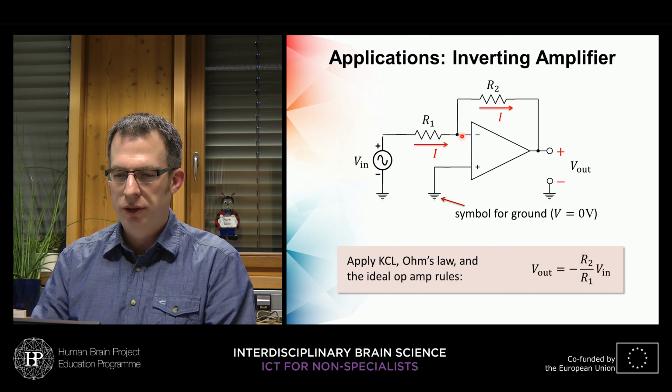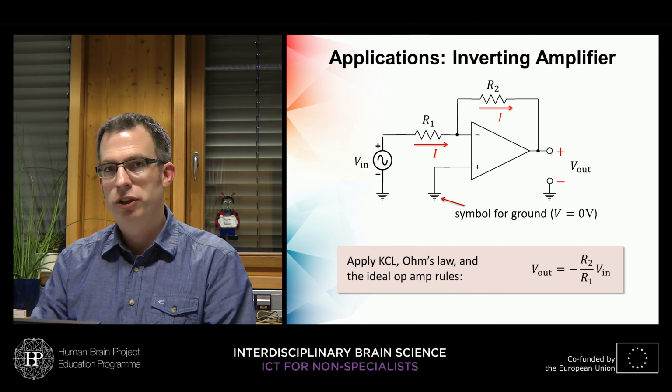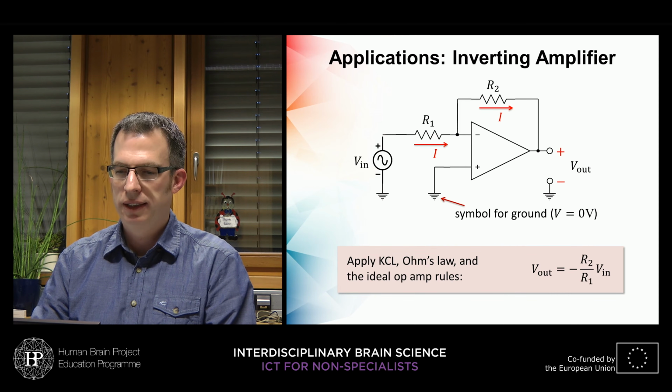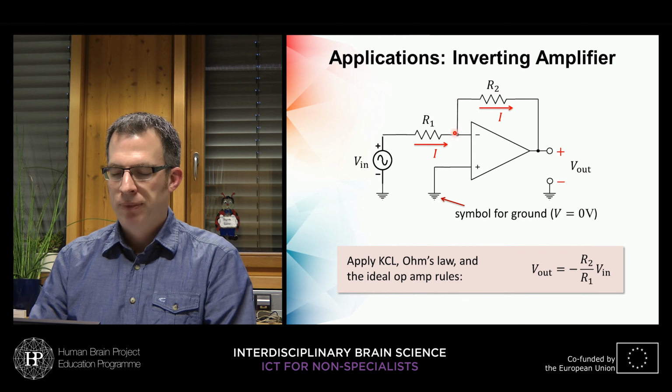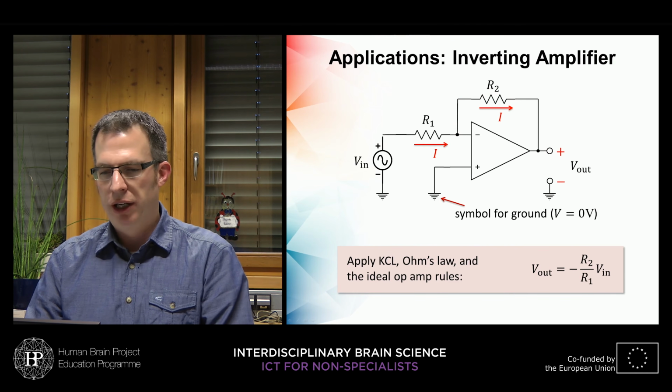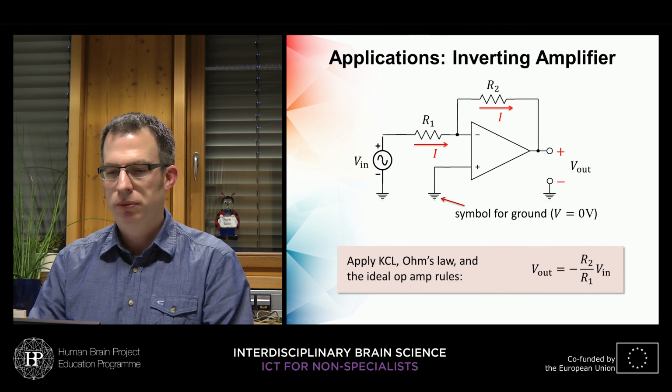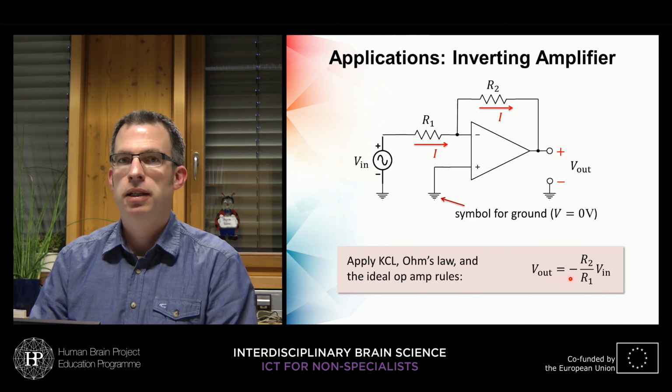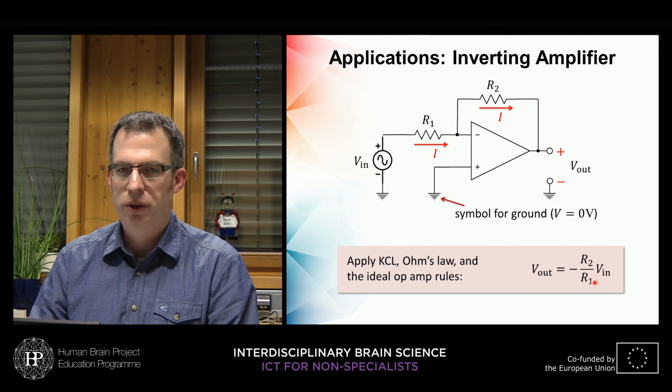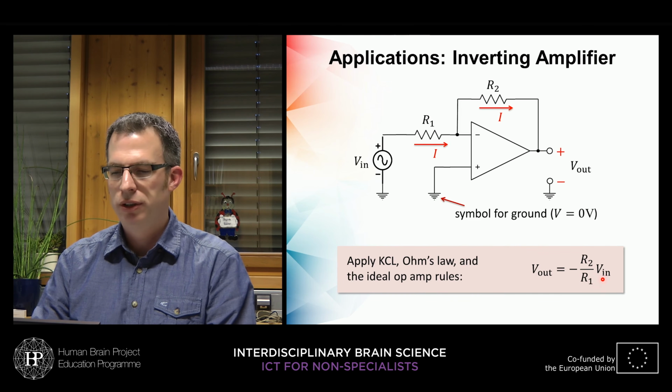So obviously the voltage across resistor 1 is exactly the input voltage, because this is also relative to ground. And the voltage across our resistor 2 is exactly the output voltage relative to ground. And if we write this down, starting with the current law, using that the currents are identical, we get this formula for the output voltage. So the output voltage equals minus the ratio of R2 over R1 times the input voltage.